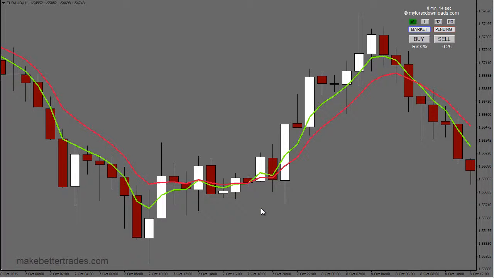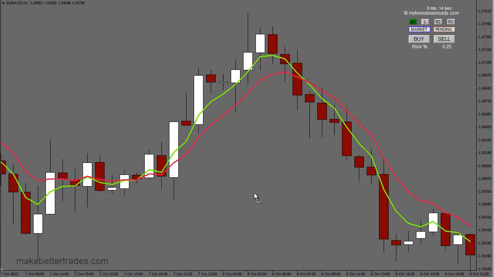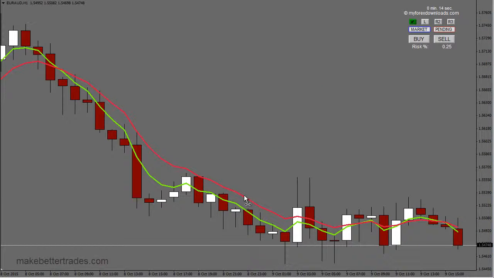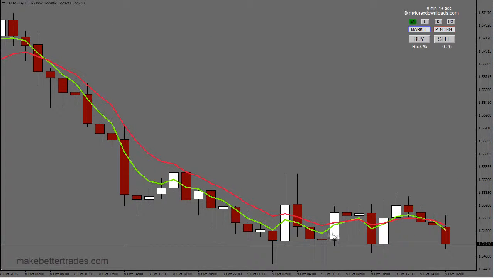Okay, so let's look and see if we can find some other options here where price is actually filtered out that way. Okay, here's a couple more decent examples. We can see right here the green crosses above the red, telling the trader to go long, but that high does not get broken by price. It does not break this candle's resistance level.